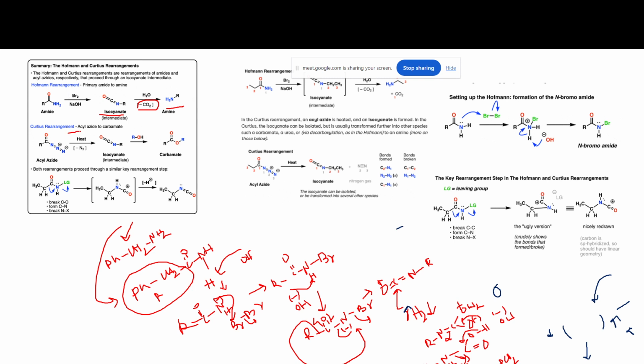So this is the Curtius rearrangement. In the Curtius rearrangement, from an acyl azide you are forming the carbamate. So how will it happen?